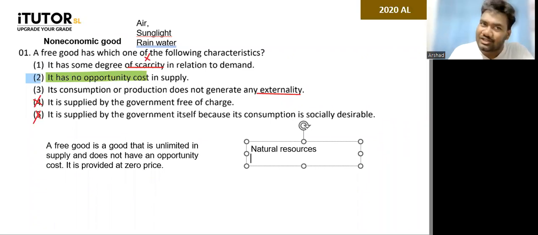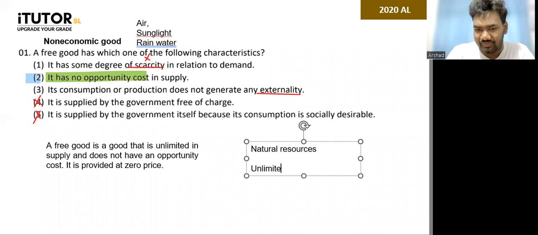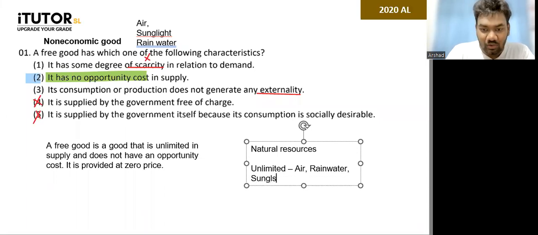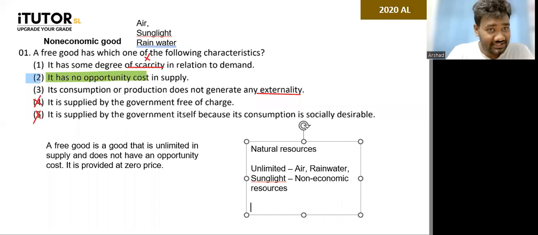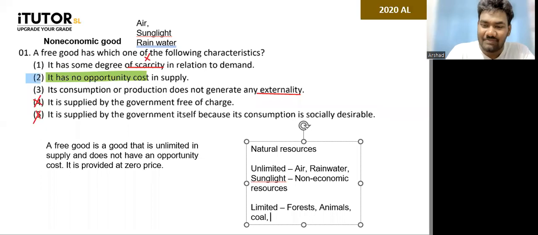Now, there can be natural resources that are unlimited. Things like air, rainwater, and sunlight. Those kinds of natural resources are what you call non-economic resources. These are non-economic goods also, non-economic resources. But there are some natural resources that are limited in nature. If you take, for example, the forest, wild animals, coal, maybe all these minerals in the earth, those kinds of things are limited.